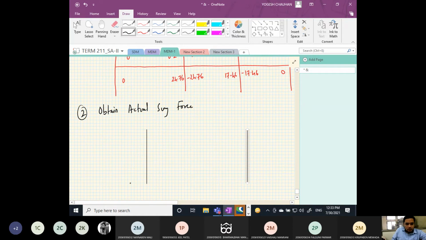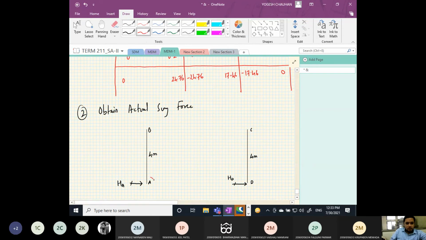Let HA be the horizontal reaction at A. This is A, this is B, this is C, and this is D. And similarly, HD be the horizontal reaction at D. This is 4 meter, this is 4 meter.